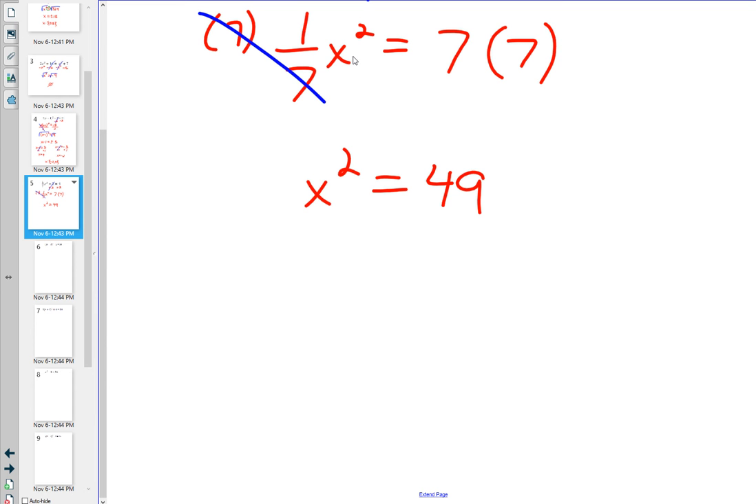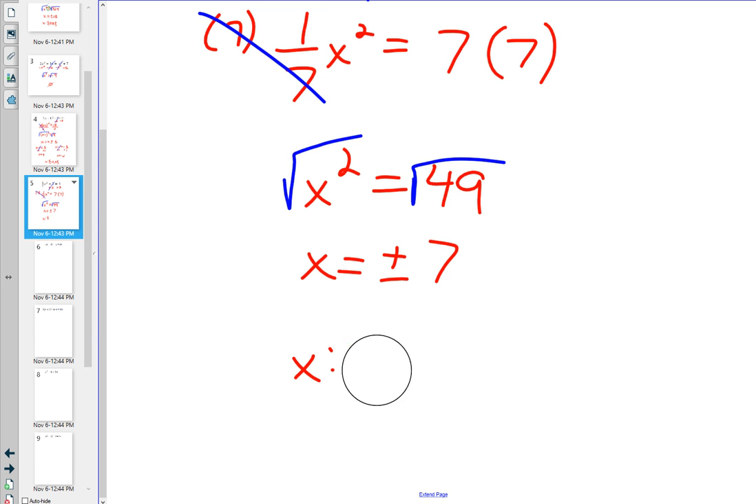How do you get rid of the square? Square root, and because I use a square root, what needs to show up? And if you blow this on the next test, it's going to be shame on you. Plus or minus what? 7, good. So solution set: plus or minus 7. Facts. I'm just keeping it 100.